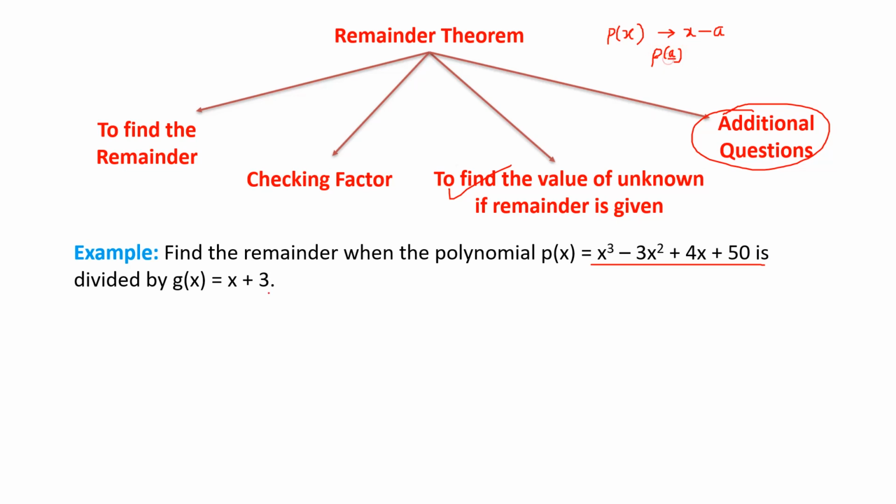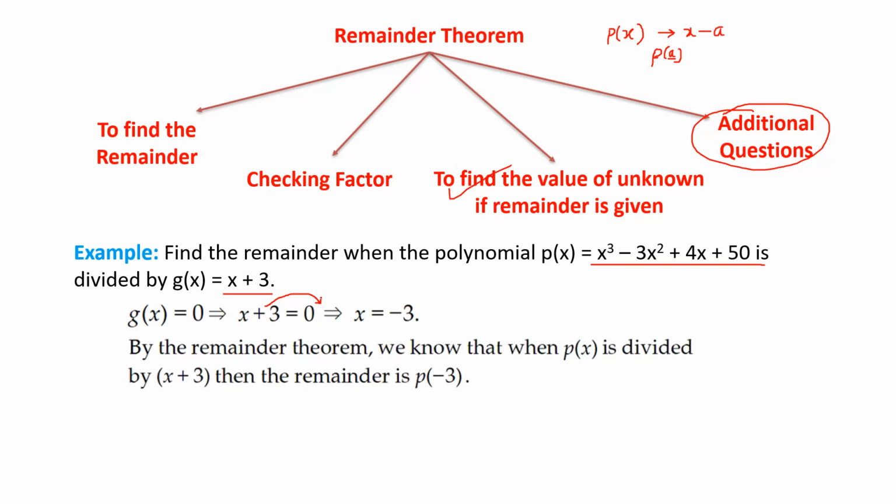Now how will you get this a value? For that we have to substitute x plus 3 is equals to 0. That will be the first step. हम लोग क्या करेंगे? g of x को 0 के साथ इक्वेट करके x का वैल्यू निकालेंगे. So what value we are getting? X is equals to minus 3. Right, very good. So by remainder theorem, we know that when p of x is divided by x plus 3, then the remainder is p of minus 3. So what we will do, we will substitute the value of x is minus 3 in the given polynomial.